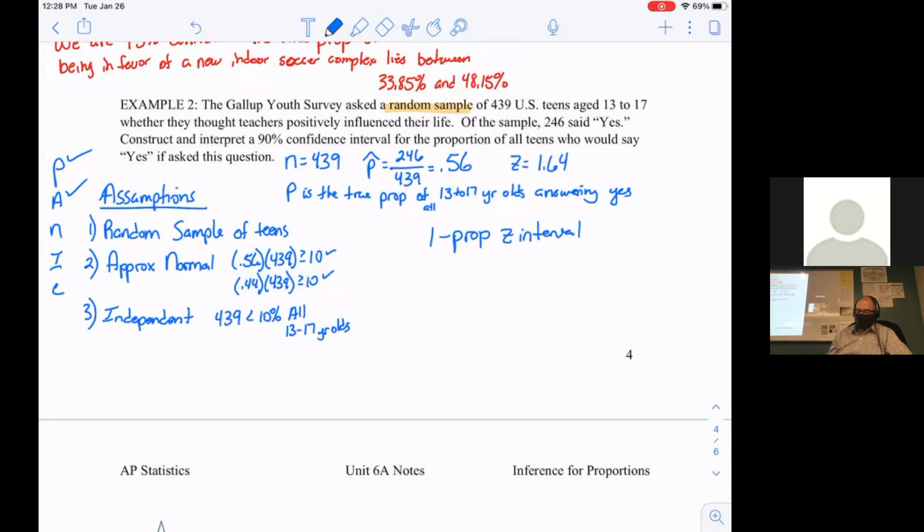So, what is my interval going to be? My point estimate starts in the middle. My critical value is 1.64. My p-hat value is 0.56. Its complement is 0.44, divided by my sample size, which is 439. And again, this one I'll just jump straight to the interval: 0.5211 and 0.5989.